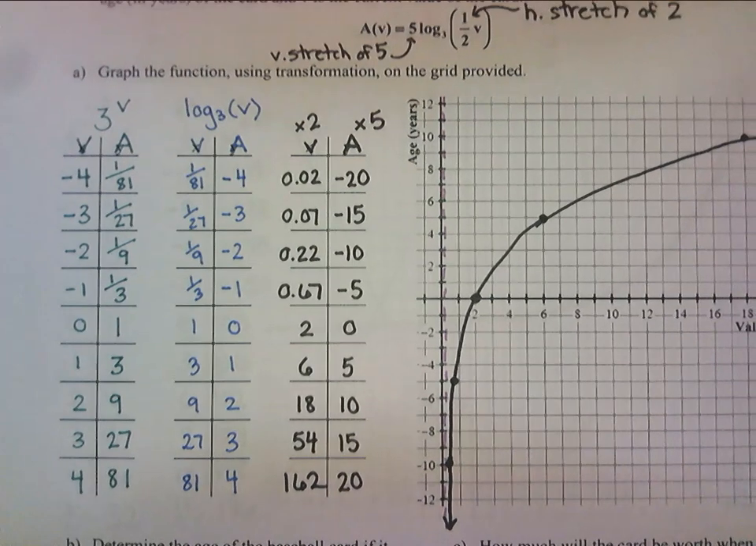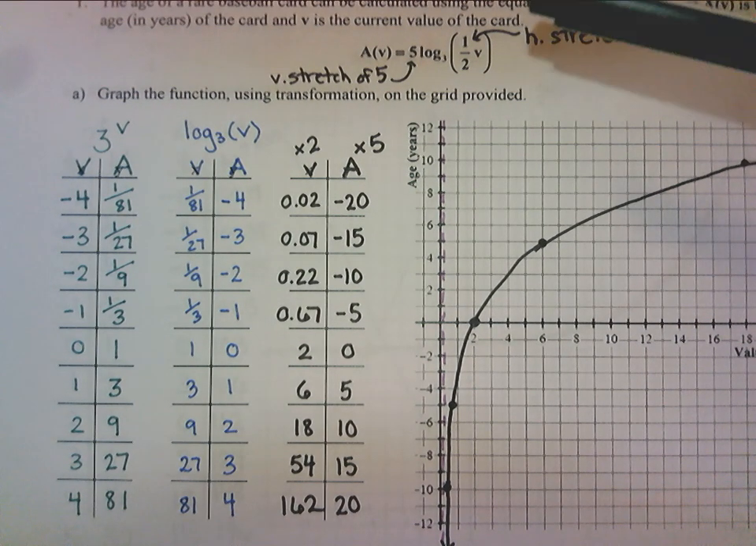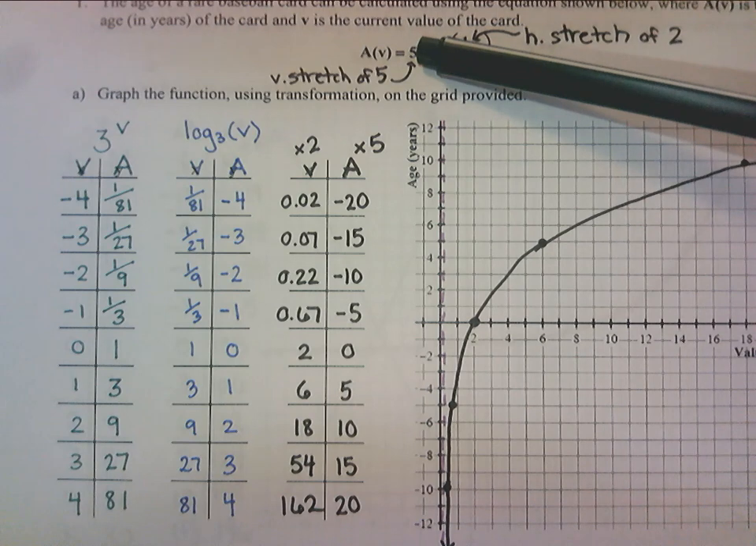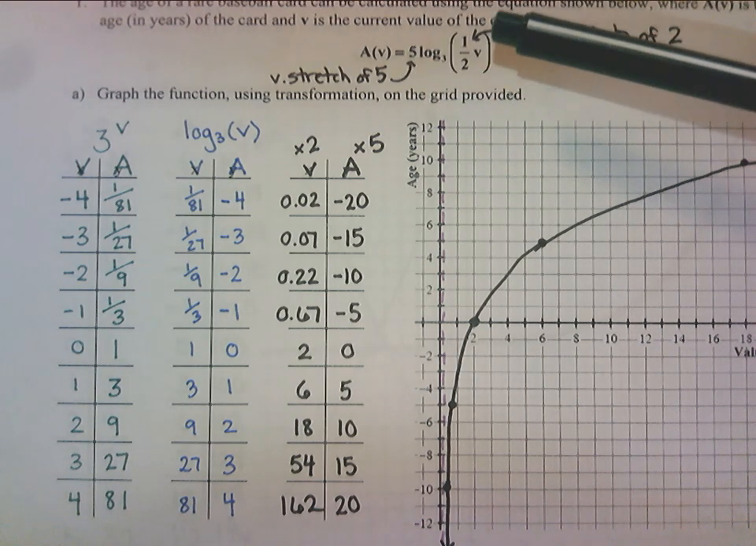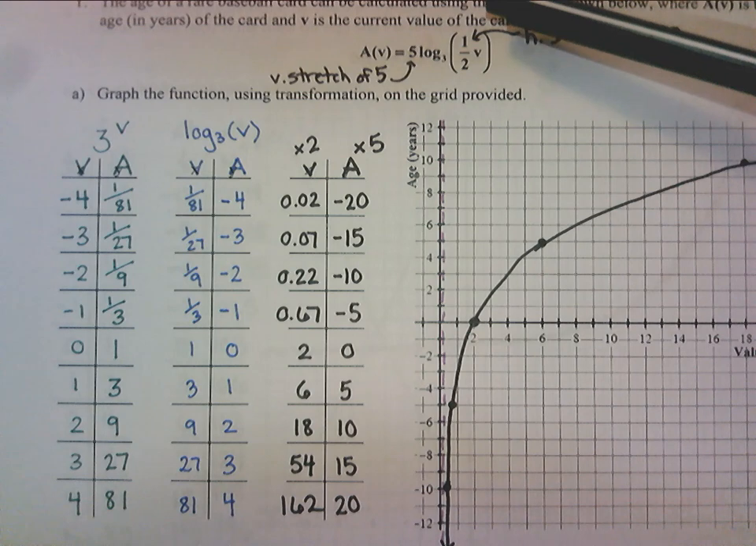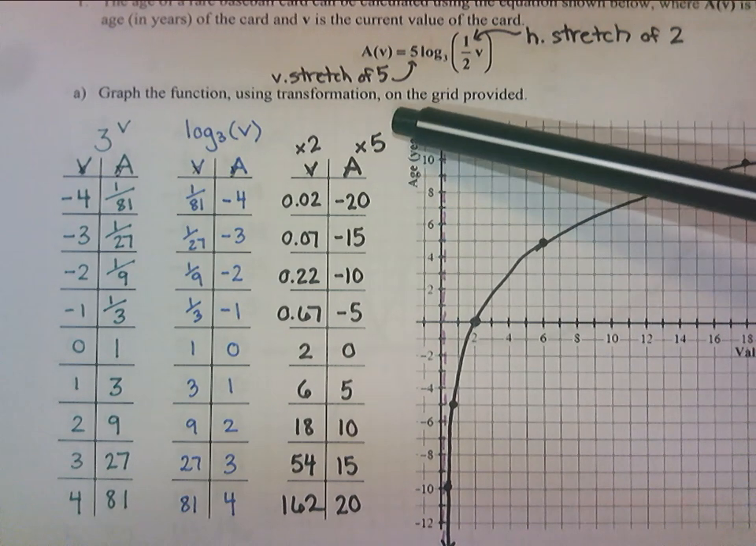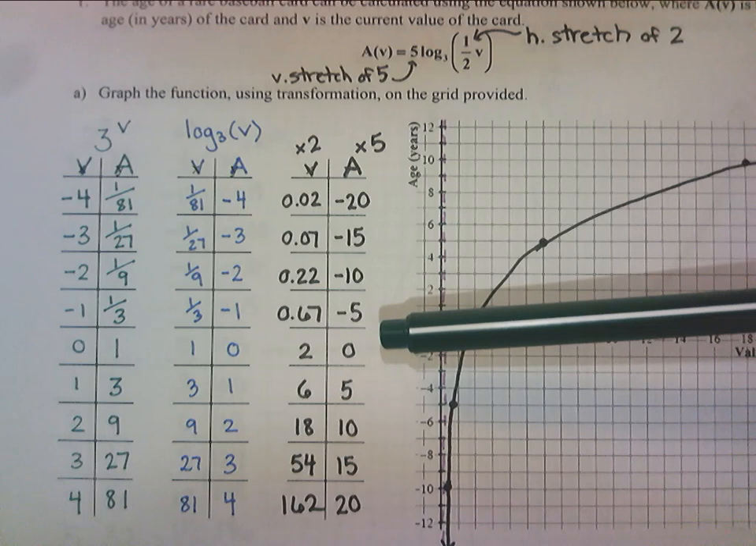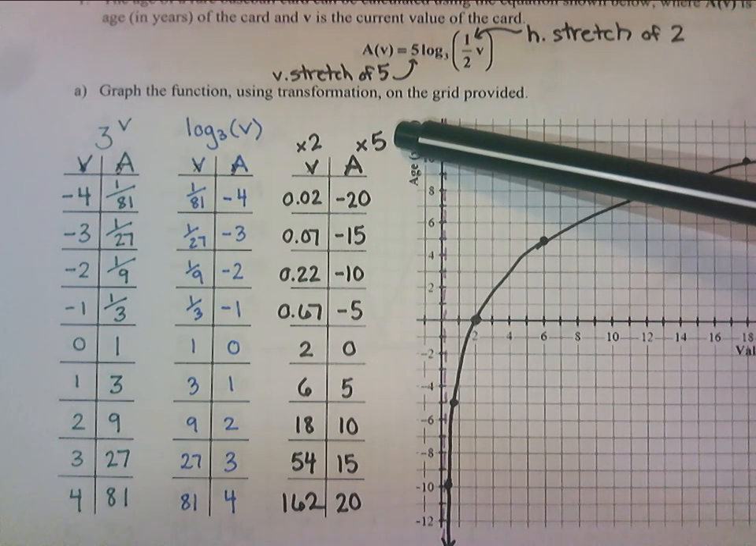And then to do the transformations, I thought about what was happening in this equation. There's a 5 in front of the log. That's our A value. So that is a vertical stretch of 5. So I took A, which is my Y values. Vertical changes your Y values. And I multiplied, because when we stretch, we multiply, by 5.